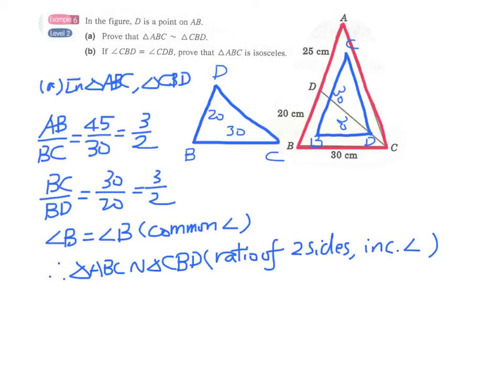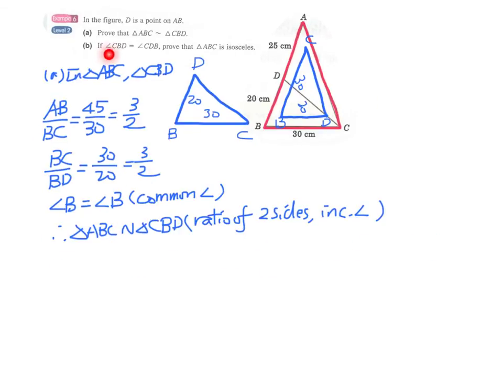And part B, if angle CBD and CDB are equal, then prove that the bigger red triangle is also isosceles. That is, if these two angles are equal, will this big triangle be isosceles too? Certainly, because if these angles are equal, then CBD will be isosceles. And since the blue and the red triangles are similar, it follows that this is also an isosceles triangle. And therefore, the proof will be relatively simple.